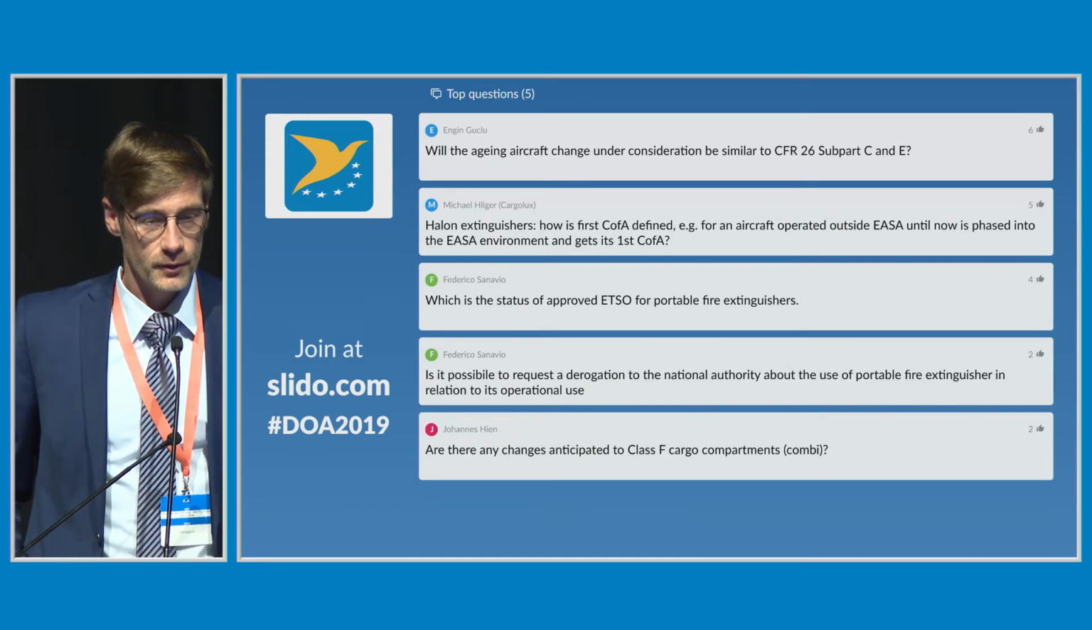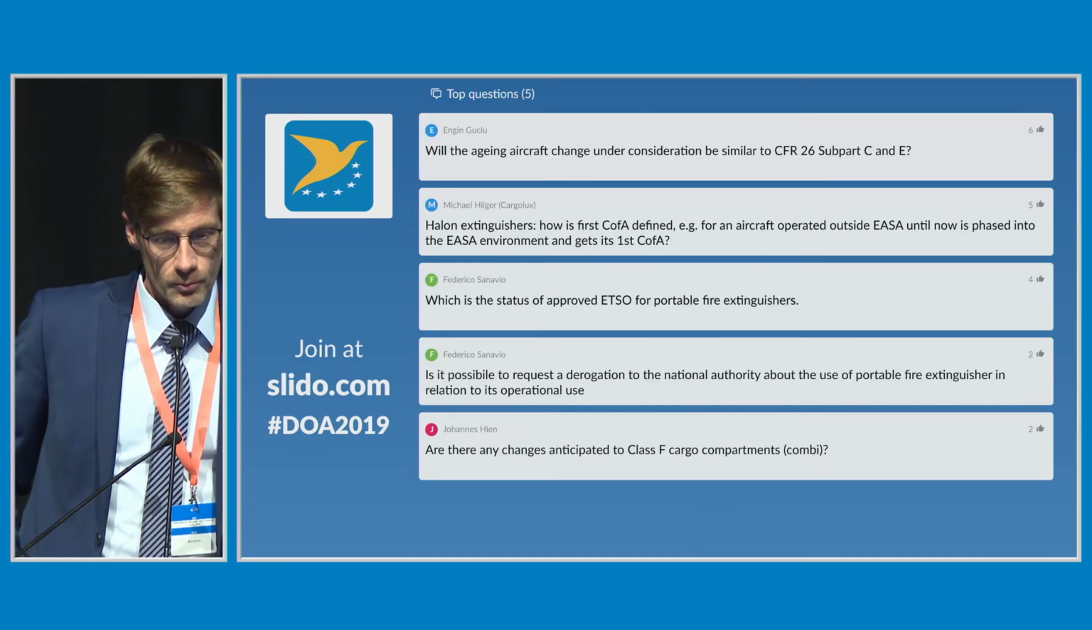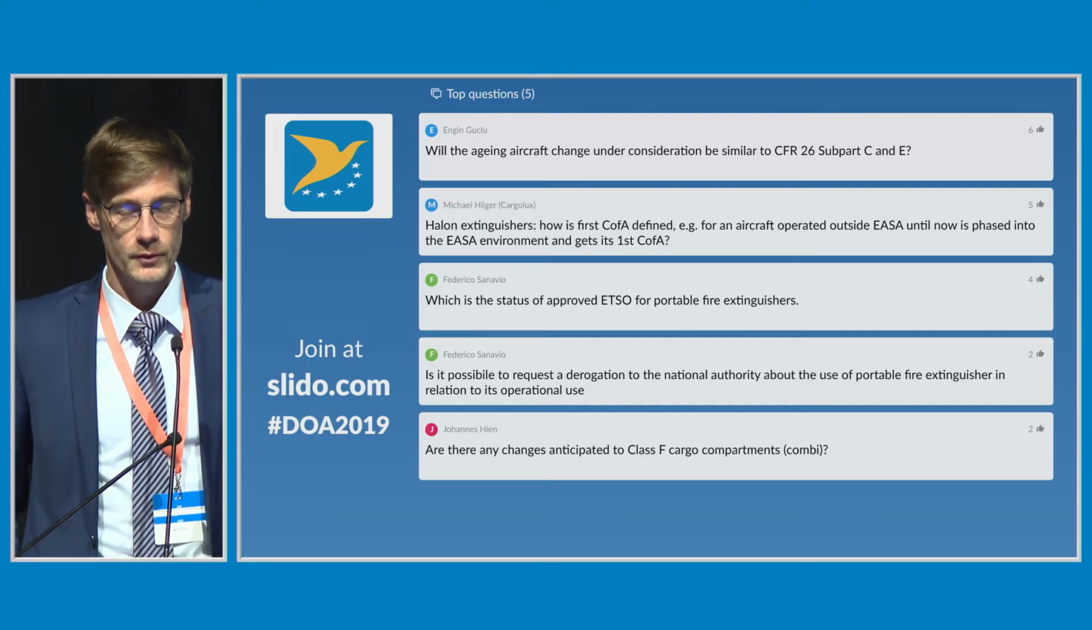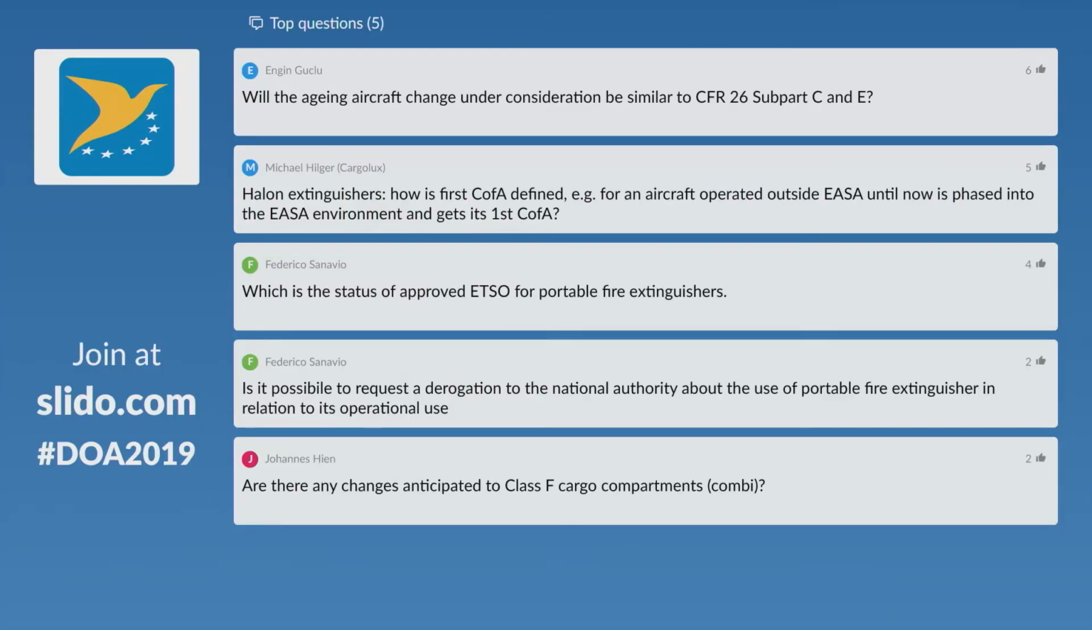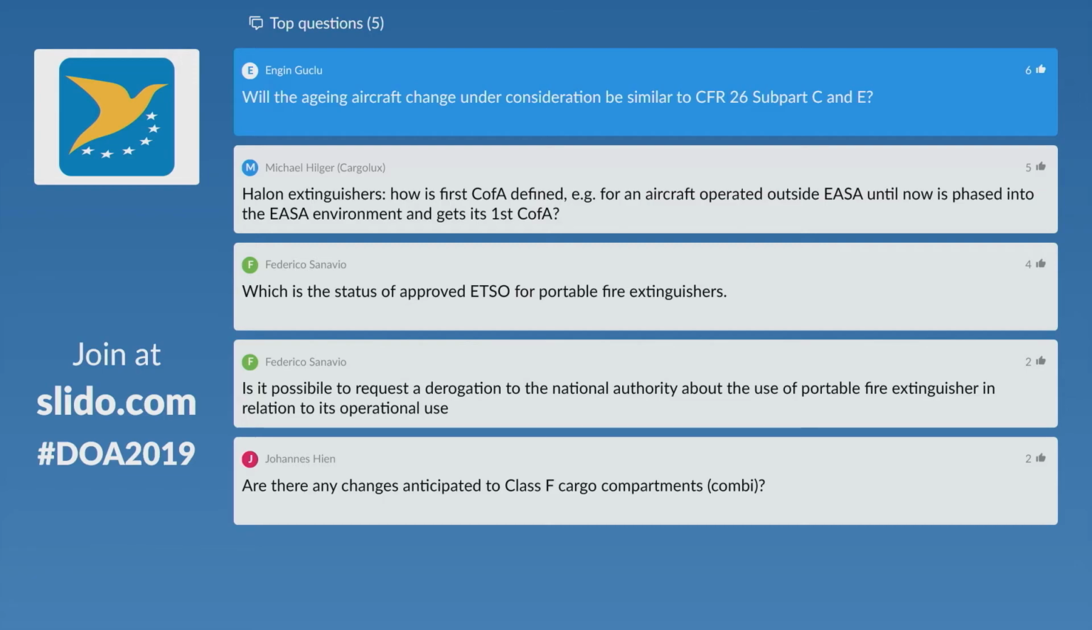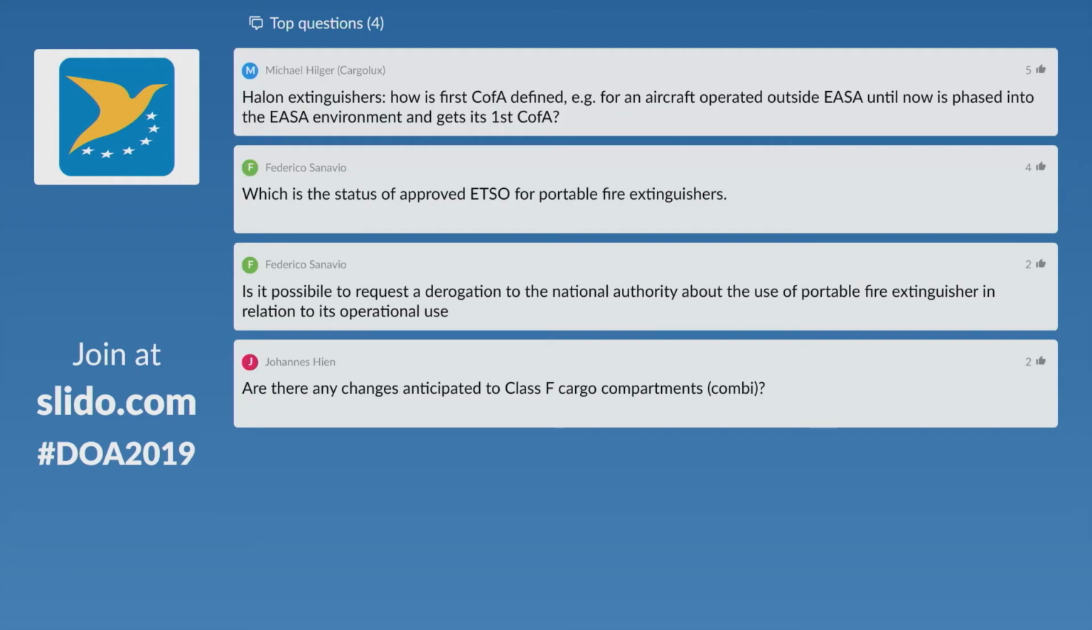Will the aging aircraft change under consideration be similar to the CFR 26 Subpart C and E? So yes. Halon extinguisher: how is the first CFA defined, for example, for an aircraft operated outside the EASA until now that is phased into the EASA environment and gets its first CFA?